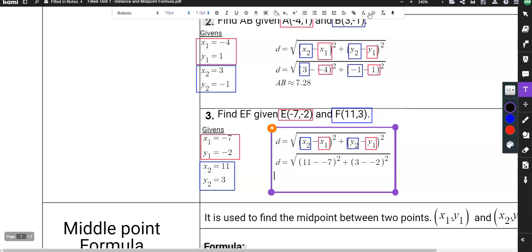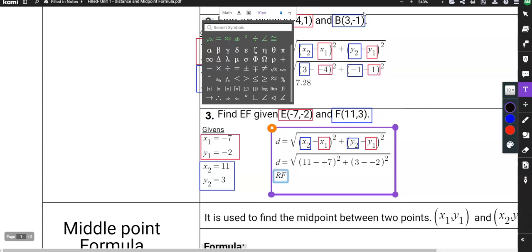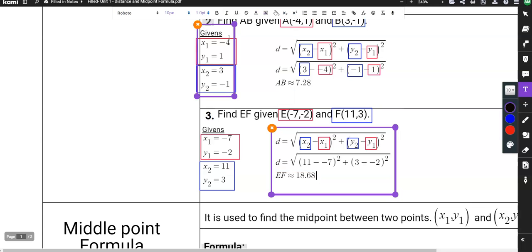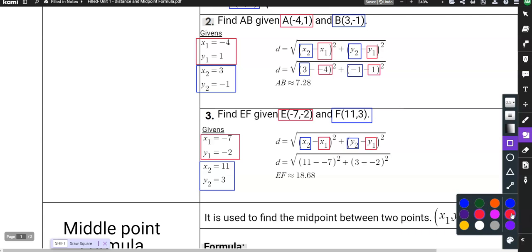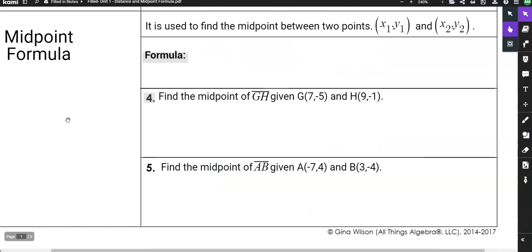So the length of EF is approximately 18.68. And again, this is another one of those situations where if they don't give us units, we are not obligated to give units back. So we could say this is 18.68 units, but since they did not give me units, units do not necessarily need to be returned. Now we're going to discuss the midpoint formula.